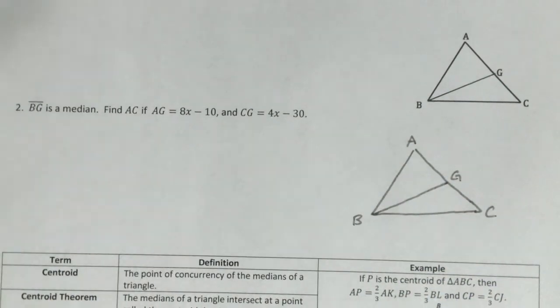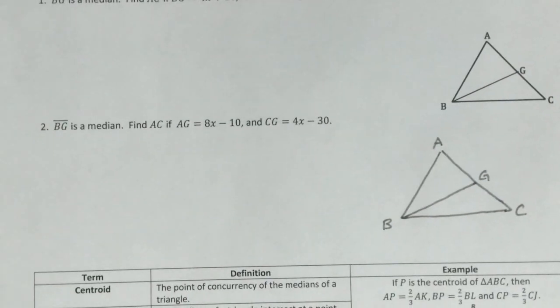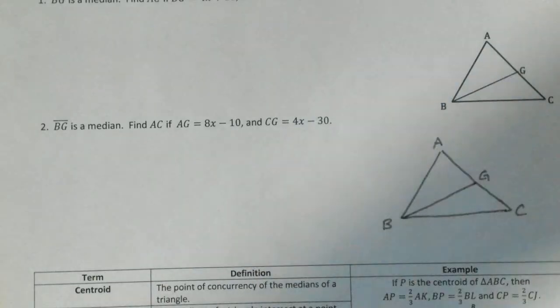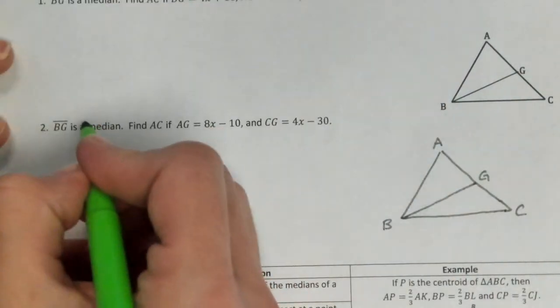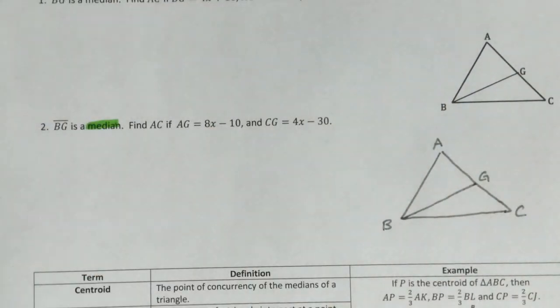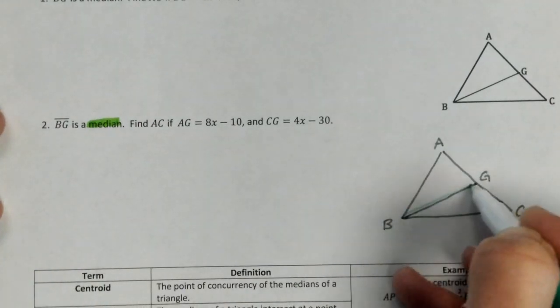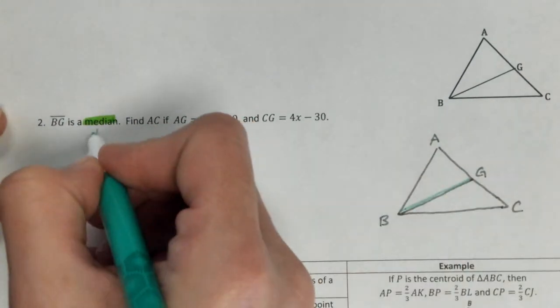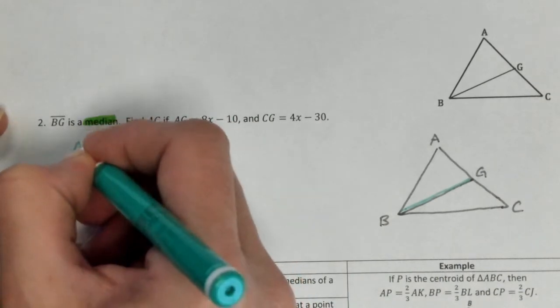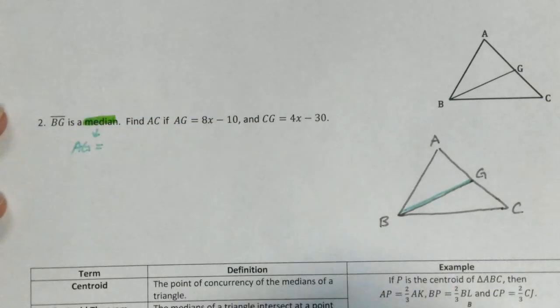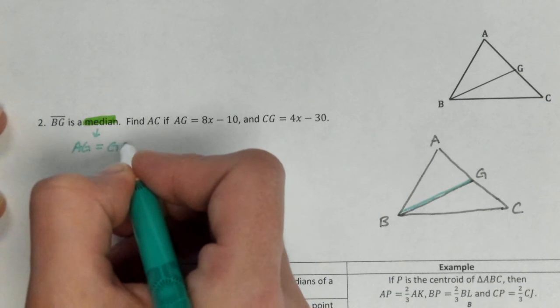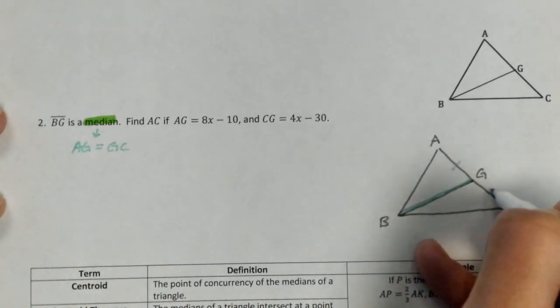And then here we are seeing that segment BG is going to be the median, which, what does that mean? Well, if BG right here is the median, that's going to tell us that the length or the measurement of AG is going to be equal to the measurement of GC. So we're going to have two congruent segments right here.